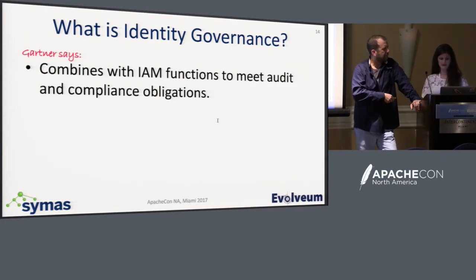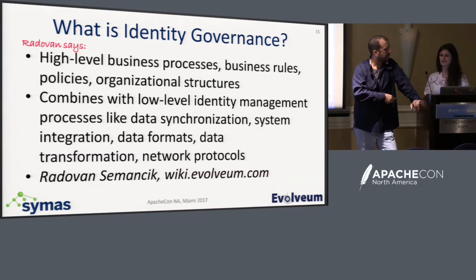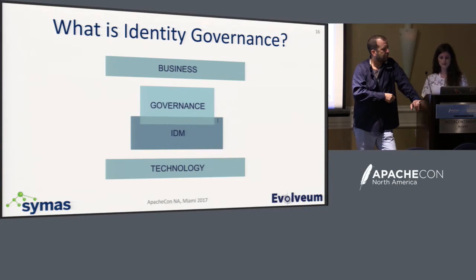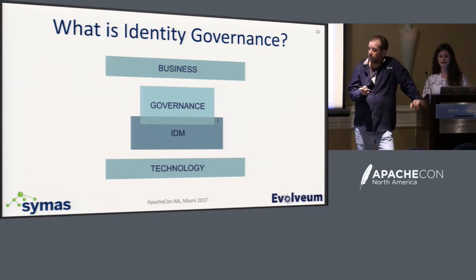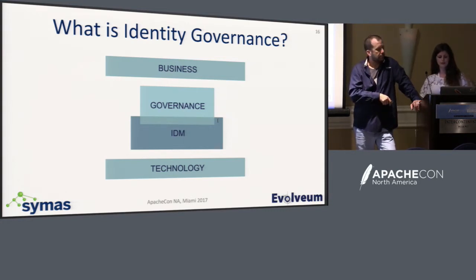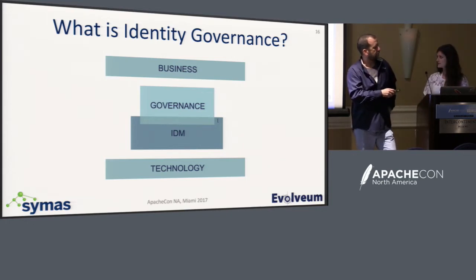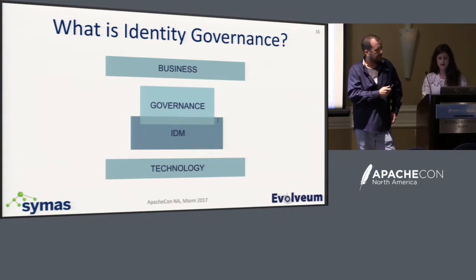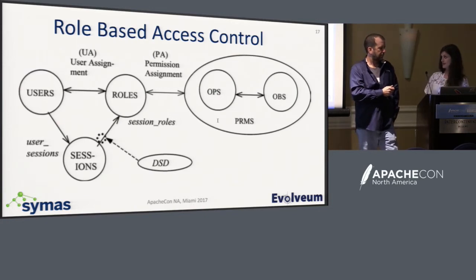Yes, Shawn, also Gartner, but there are also other definitions like this one, that identity governance is the mix of high-level business processes with low-level identity management processes. As you can also see on this picture, there are two parts, governance and identity management, but there is no exact line where the governance ends and where the identity management starts. They overlap each other, and there is a very thin line between them. But what you can see on this picture is that the governance is more business-oriented and identity management is more technology. And it's all achieved by role-based access control.